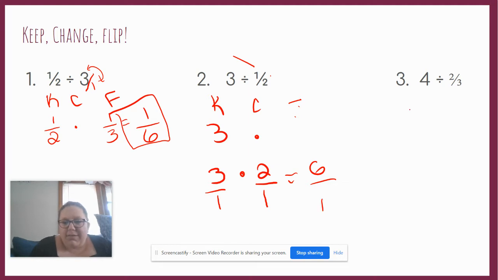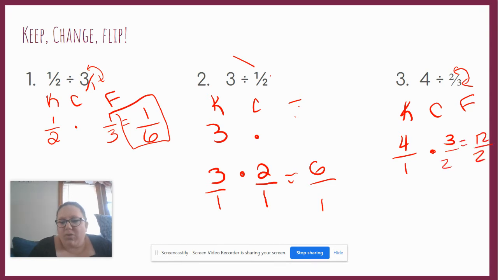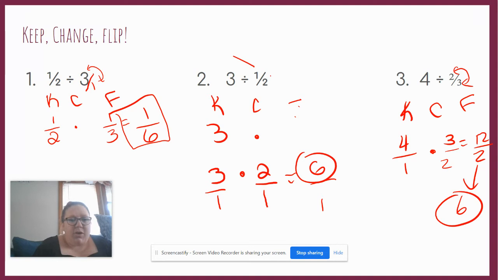And last but not least, to get our feet wet, 4 divided by 2/3. I'm going to write my 3 steps. 4 stays 4 over 1. Change to multiplication. 2/3 becomes 3 over 2. 4 times 3 is 12. 1 times 2 is 2. 12 over 2 becomes 6. So those are just our intro problems.